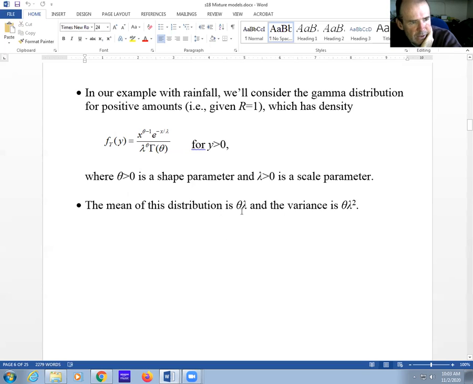The mean of the distribution is theta times lambda, where theta is a shape parameter and lambda is a scale parameter, and the variance is theta times lambda squared.